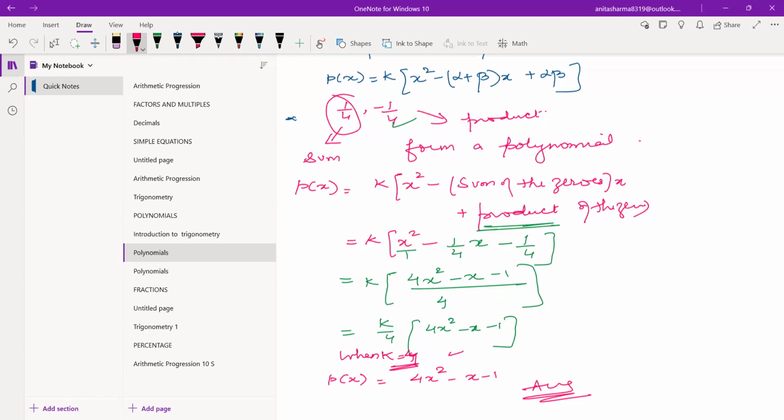Abhinav, if you have remembered, when we were doing this polynomial chapter, we did all these types of questions. Have you remembered? Yes, ma'am. I remember.